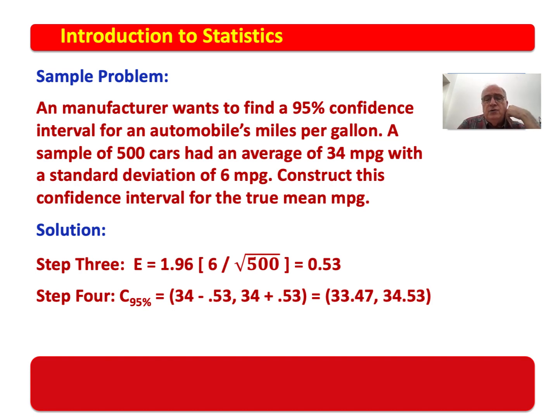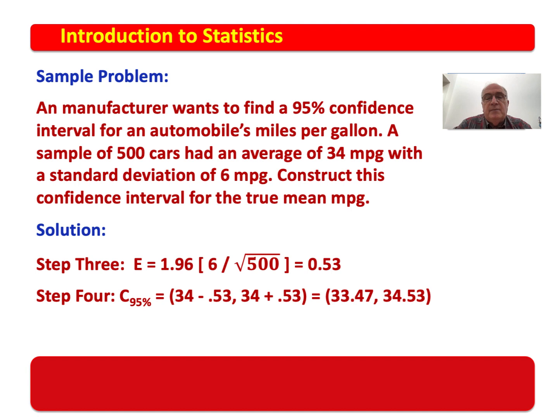If you go out and you look at an automobile, and a new one, and you look at the sticker, it'll tell you something about the miles per gallon. It may say it's 34 miles per gallon, but it will give you a range. And that's what they're giving you as a confidence interval.